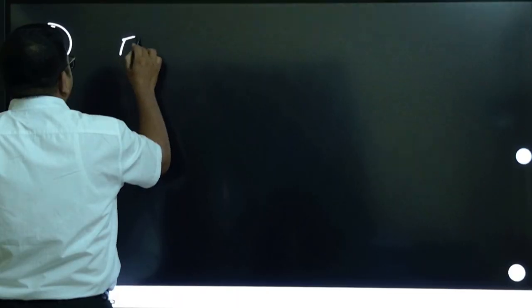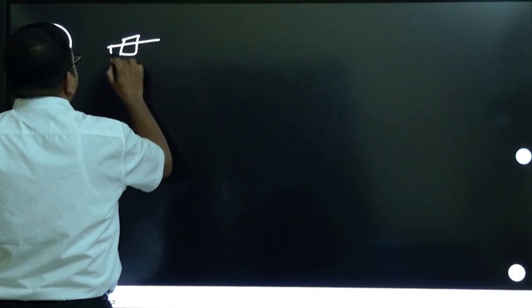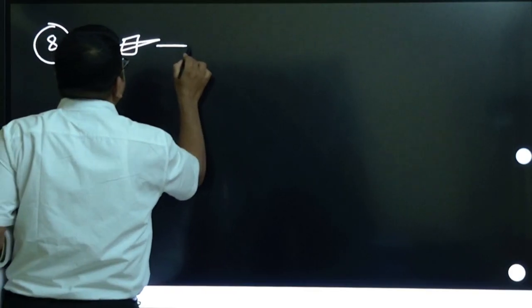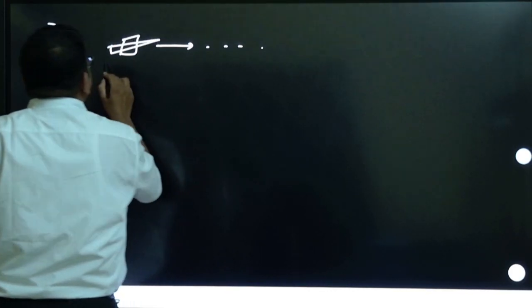Question number 8. A subsonic fighter jet flies overhead at an altitude of 100 meter. The sound intensity on the ground as the jet passes over. So there is a jet. Okay, some rough diagram I am drawing. So this is a jet, fighter jet, subsonic fighter jet.